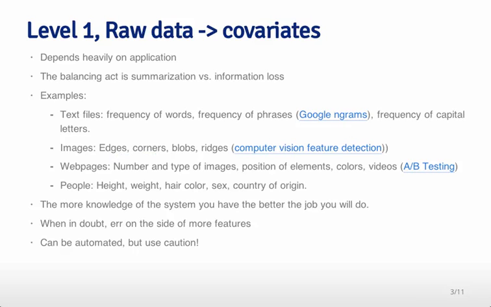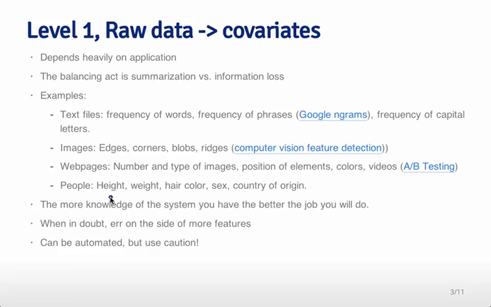For websites, it might be the number and type of images, where buttons are, colors, and videos. This is a huge area of importance in web development, called A/B testing, which involves randomized trials and statistics. It basically means showing different versions of a website with different values of these features and predicting which one will get more clicks or get more people to buy products.